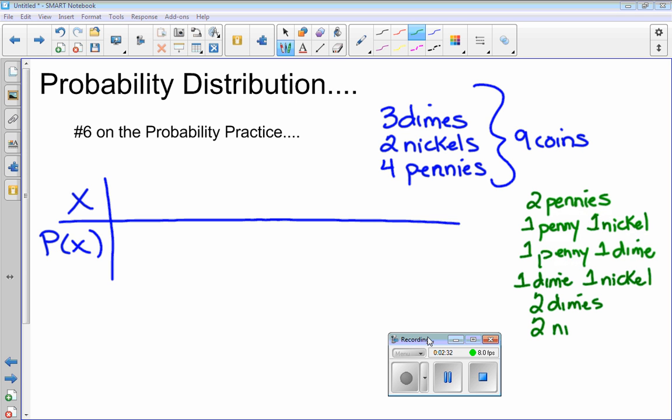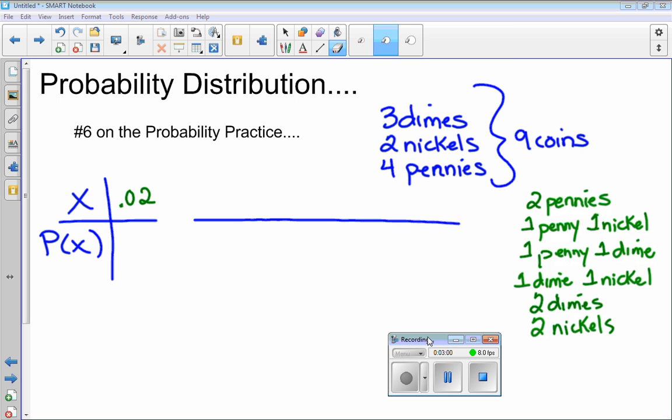Okay. So now the order of these is going to matter. So we'll deal with that in a minute. But for now, let's just talk about the value of the coins. Okay? So the value of the coins for 2 pennies is how many cents? 2 cents, okay? Let's put 0.02. We'll figure out the probability of that in a couple of minutes, okay?